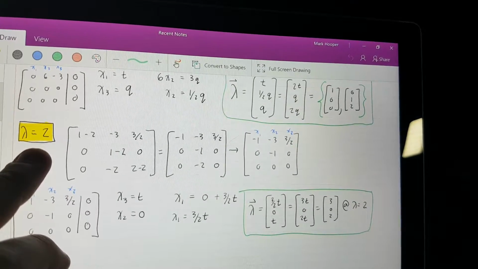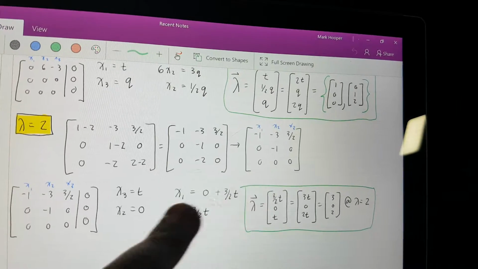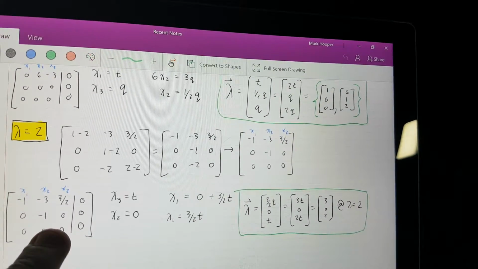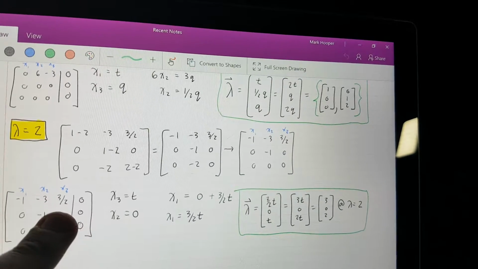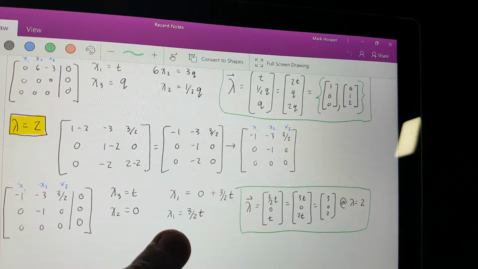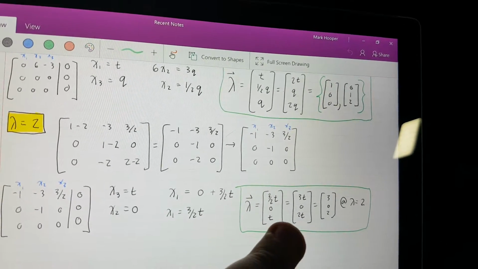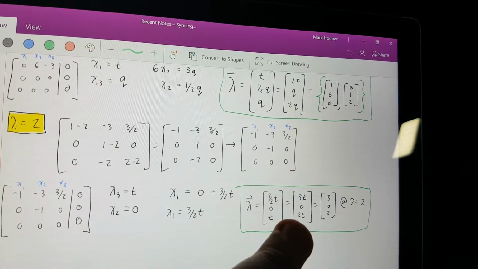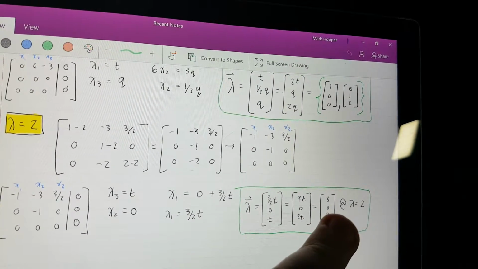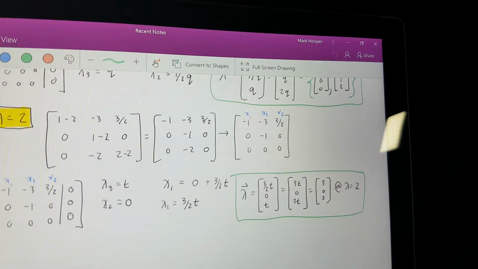Okay, so lambda equals 2, same deal. Reduce it down. We only had one parameter in this case. x2 was going to be 0 because it was by itself. x3 was t. Go ahead and solve for x1 in terms of this. We get this vector here. I'm going to multiply by some nice values just to get something that I like. And that's what we're going to have. So that's workshop number 9. Long one.